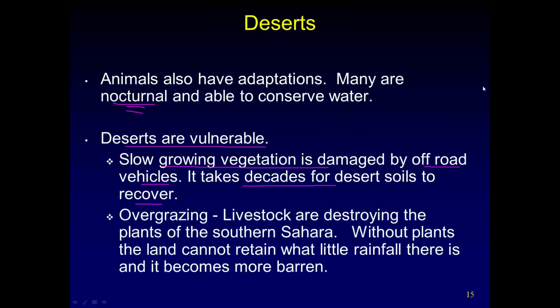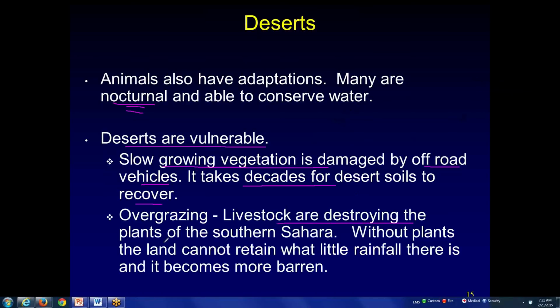Overgrazing can be a big problem where we have livestock destroying plants of the southern Sahara, like in the tropical grasslands, and where you have tropical grasslands without plants, the land cannot retain what little rainfall there is, and it becomes more barren. So we have what's called desertification. Desertification, where the desert overtakes tropical grasslands. And so we're seeing deserts expand, especially in the Sahara Desert.